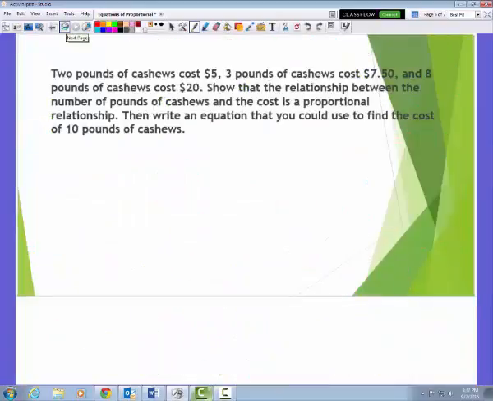Now let's do a little word problem here. I know we love word problems. This one says 2 pounds of cashews cost $5. 3 pounds cost $7.50, and 8 pounds cost $20. So let's just do this. We'll do the pounds and the cost. Okay, the pounds and the cost.